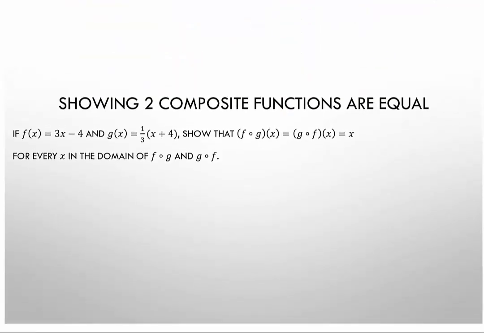Okay, so the next thing we're going to talk about is showing that two composite functions are in fact equal. So that they're the same thing, one's just the inverse of the other, and we're going to talk about inverse functions a little bit later. But if I have my two functions, f of x and g of x, we want to show that when I do f of g of x and g of f of x, we get the same thing.